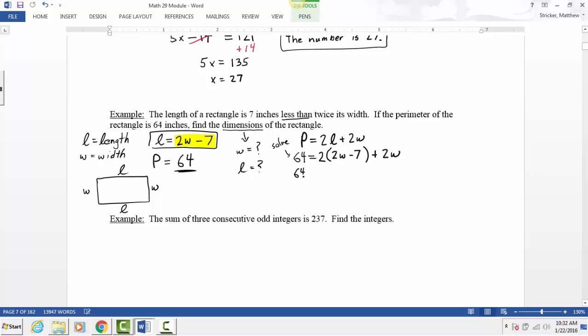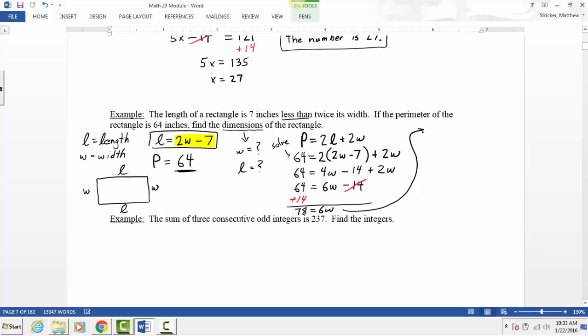So let's do what we can first. Let's get rid of the parentheses. 2 times 2W is 4W. And then 2 times negative 7 is negative 14. We still have the 2W on the end. Combine like terms. So we have 64 equals 4W and 2W added together makes 6W minus 14. We only have W's on the right hand side, so let's leave that there, and then let's move this negative 14 to the other side. When we change sides, we change signs, so that negative 14 becomes a positive 14. So 64 plus 14, that's 78 equals 6W.